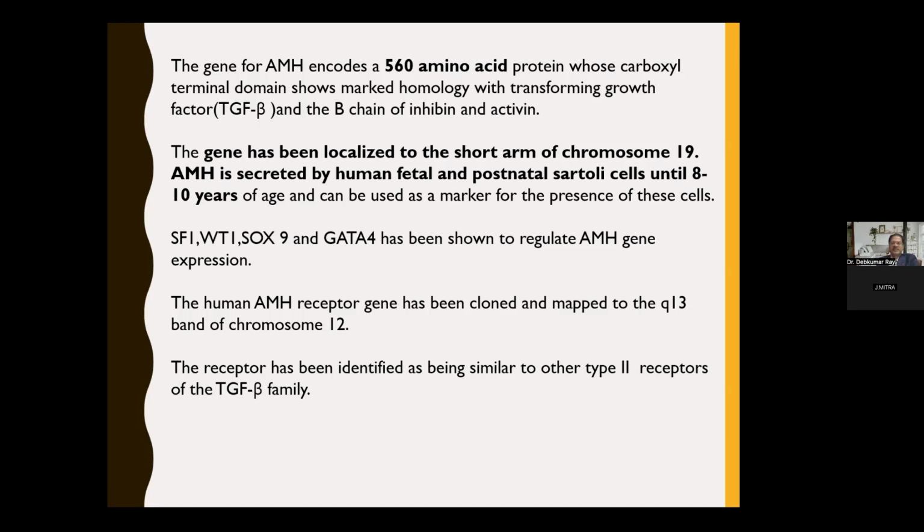There are some specific genes, that is SF1, WT1, SOX9, and GATA4, which have been shown to regulate AMH gene expression. The human AMH receptor gene has been cloned and mapped to the Q13 band of chromosome 12. The receptor has been identified as being similar to other type 2 receptors of the transforming growth factor beta family.